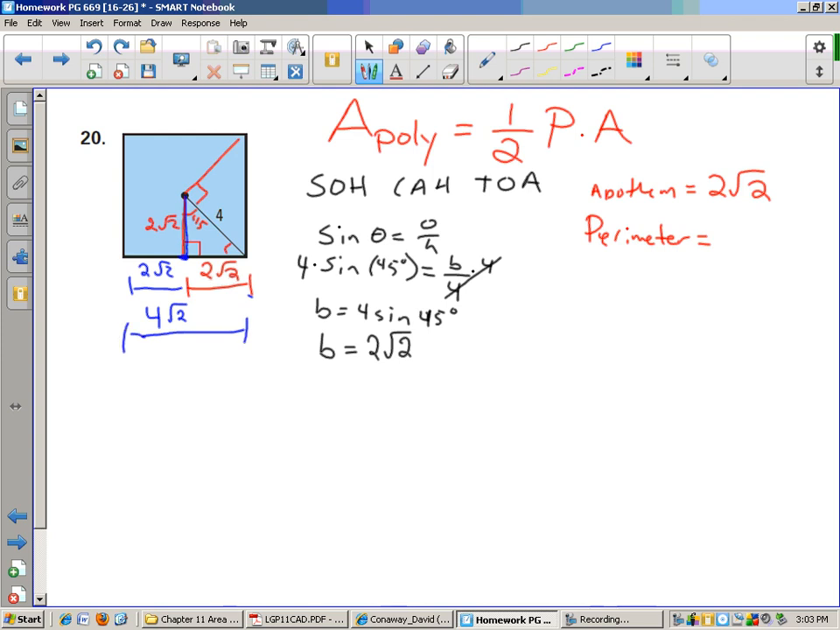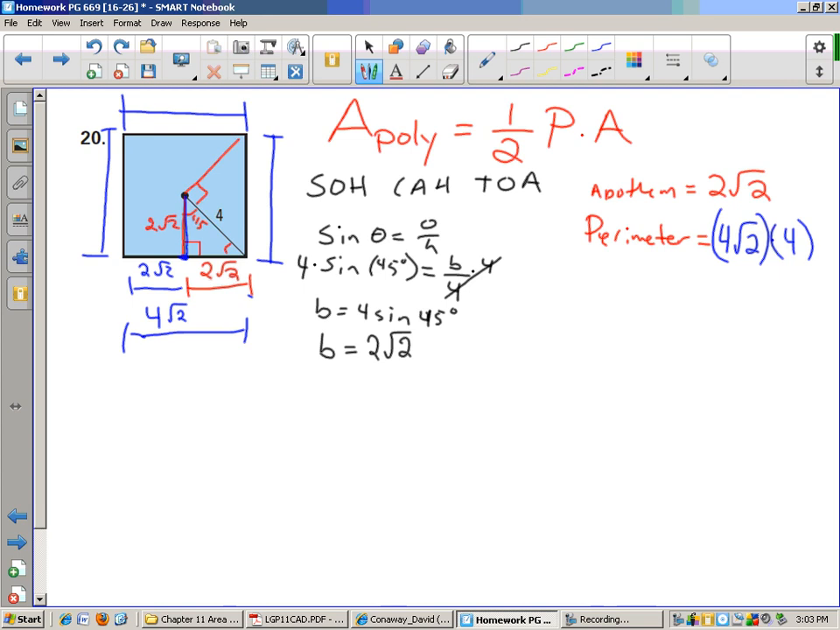Okay, good. So now, how many sides do we have? 4. 4 of them. So we go top to bottom. That's 4 root 2, that's 4 root 2, and that's 4 root 2. So I know that the perimeter is going to be 4 root 2 times 4 sides. So that's right, 16 root 2.